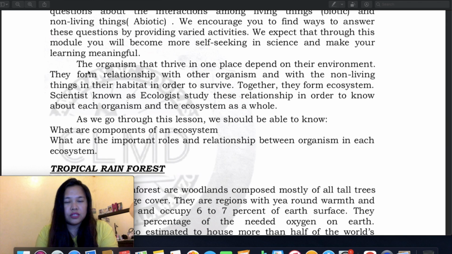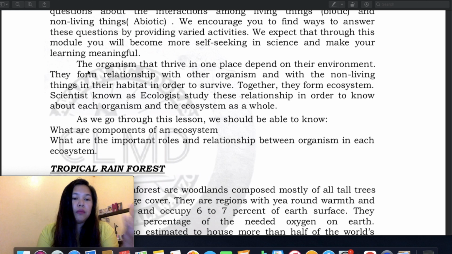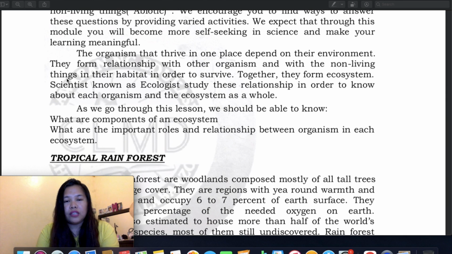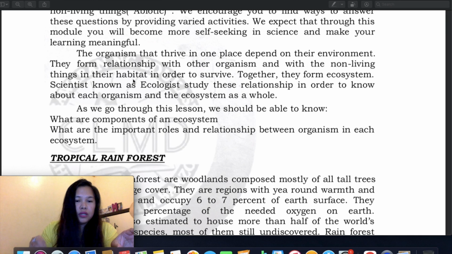So the ecosystem is made up of the abiotic component and biotic component. So there is an interaction within that particular place between the animals and the plants and any other abiotic component. So here, they form relationships with other organisms and with the non-living things, again abiotic, and their habitat. When we say habitat, ito yung tirahan nila. Ito yung place where they want to survive, where their food is available and shelter and anything.